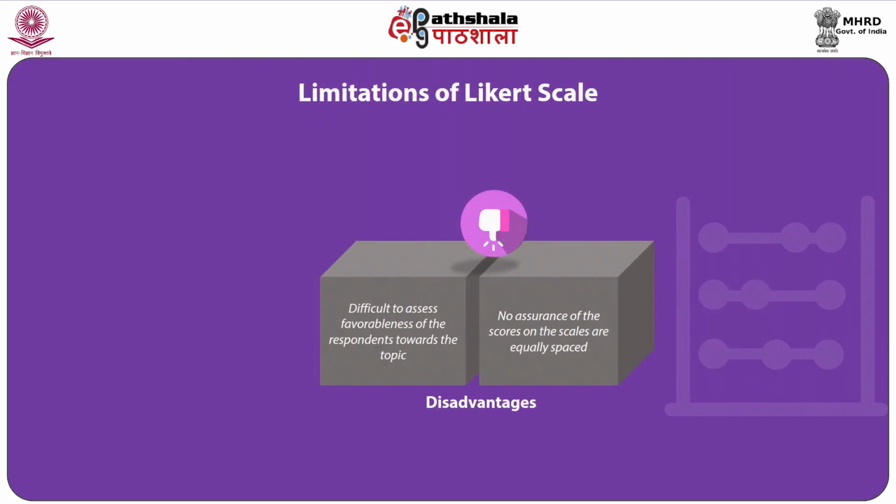About the limitations of the Likert scale: based on this scale one can interpret that the respondents are more or less favorable to a topic, but it is not possible to say how much more or less they are. One cannot assure that the 5 positions and their scores indicated on the scale are equally spaced, which means that it is equivalent to the ordinal scale.